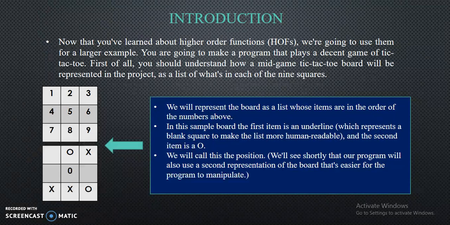We will represent the board as a list whose items are in the order of the numbers above. In this example sample board, the first item is an underline, which represents a blank square to make the list more human readable, and the second item is an O. We will call this the position. We will see shortly that our program will also use a second representation of the board that's easier for the program to manipulate.